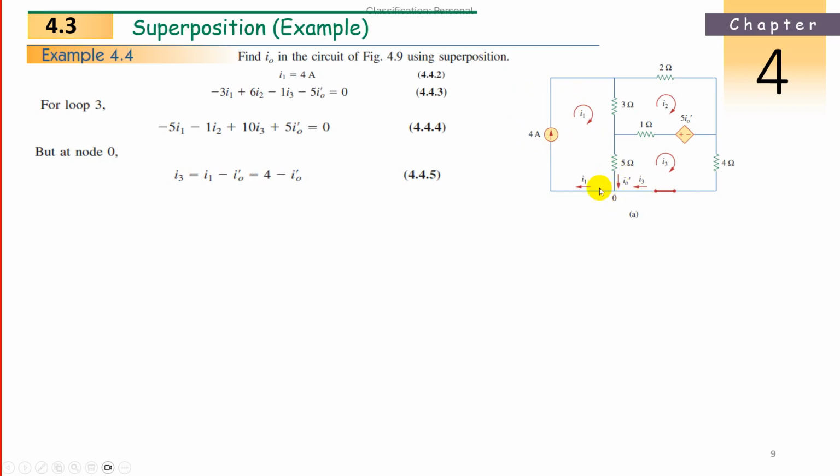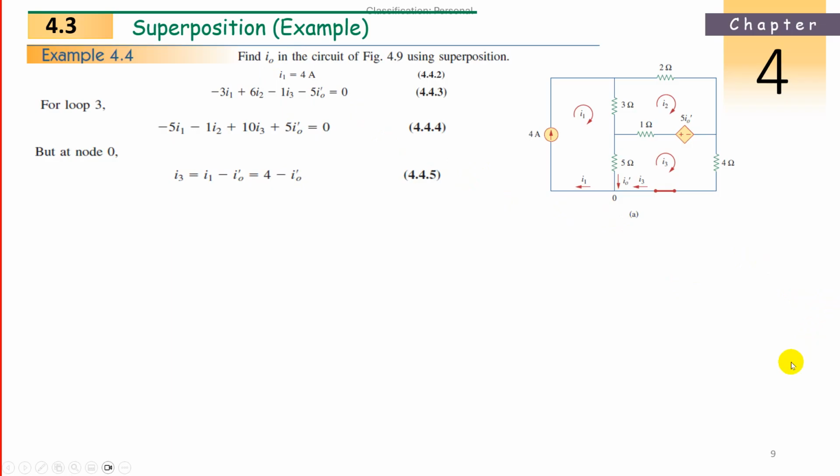At the 0 node, what are the current directions? I3 and I0 dash are entering, and I1 is leaving. So I1 is equal to I3 plus I0 dash, so I3 will be I1 minus I0 dash. We know I1 is 4 amperes, so I3 is 4 minus I0 dash. Now we have 1, 2, 3, 4 equations and 4 unknowns: I1, I2, I3, I0 dash. Four equations, four unknowns. Can we solve the parameters?